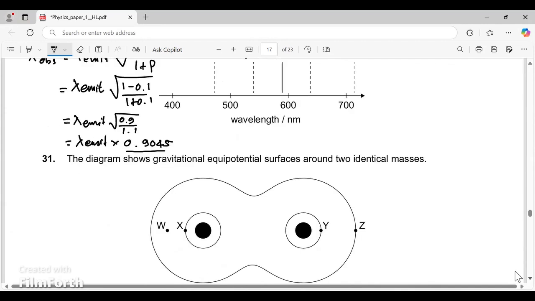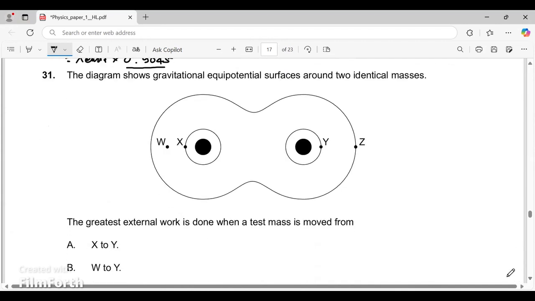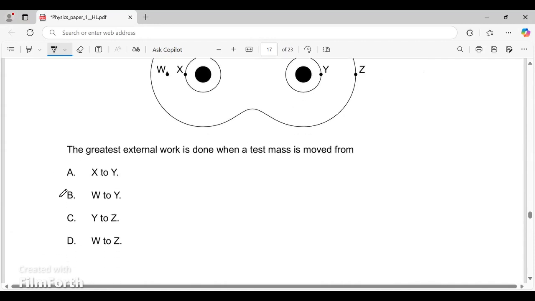The diagram shows gravitational equipotential surfaces around two identical masses. The greatest external work is done when a test mass is moved from, okay, if you look at these possibilities, W doesn't have a planet orbit. So we cannot make sure when it's closer and when it's further to point X. So the solution is between Y and C. Between Y and C, Y to C, between this one.